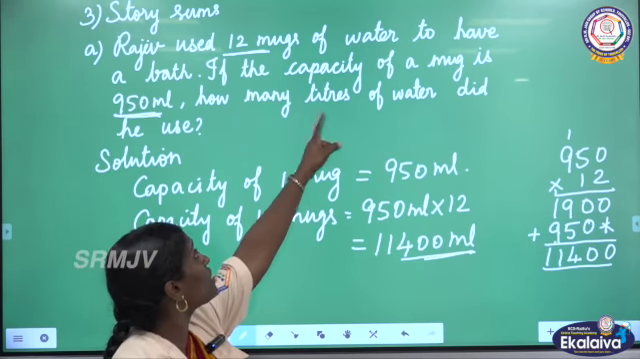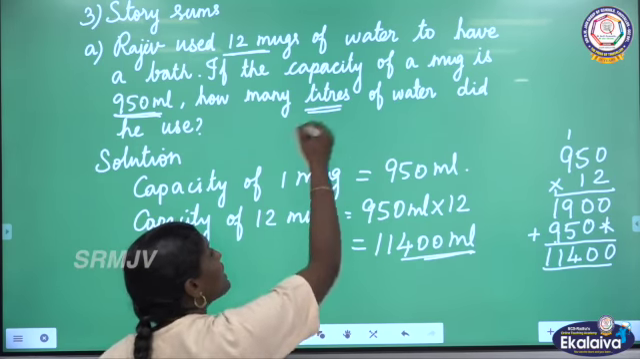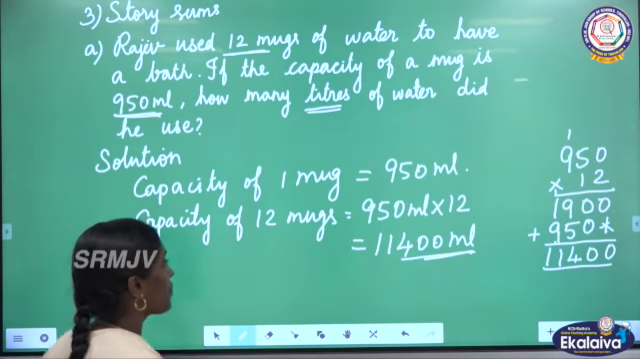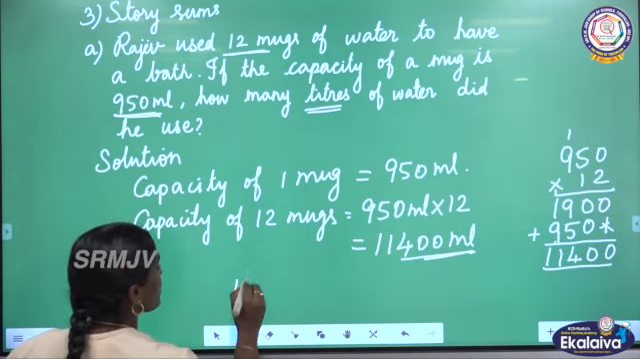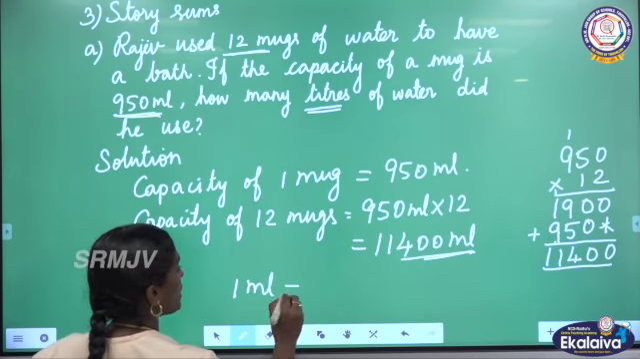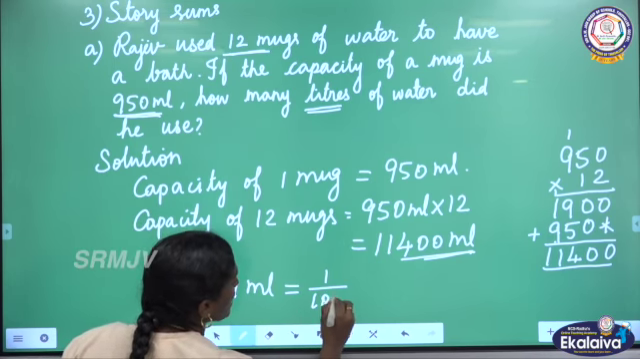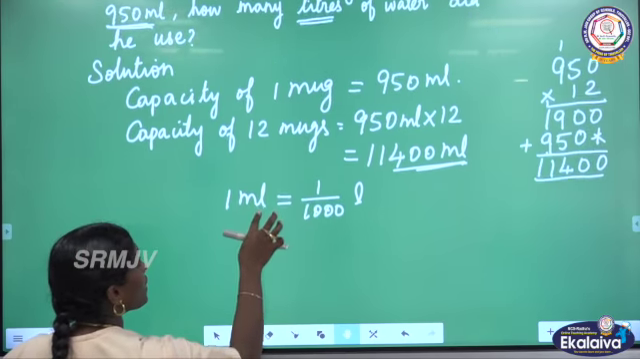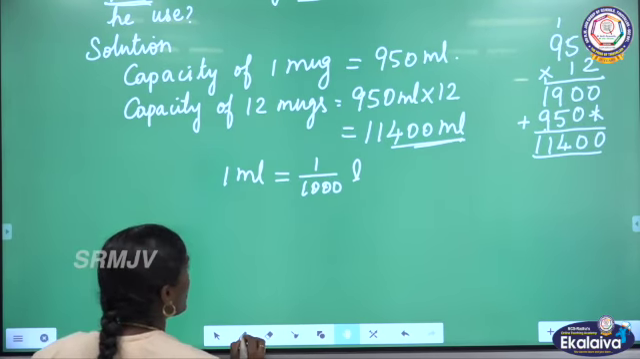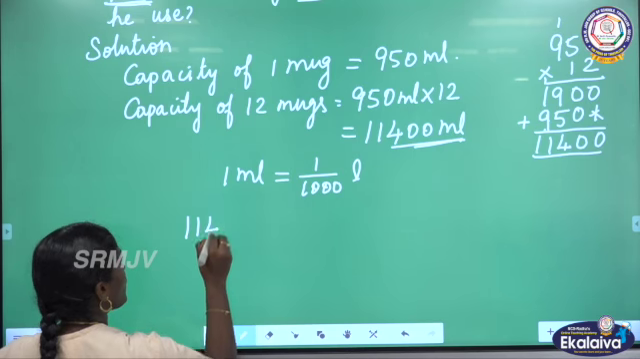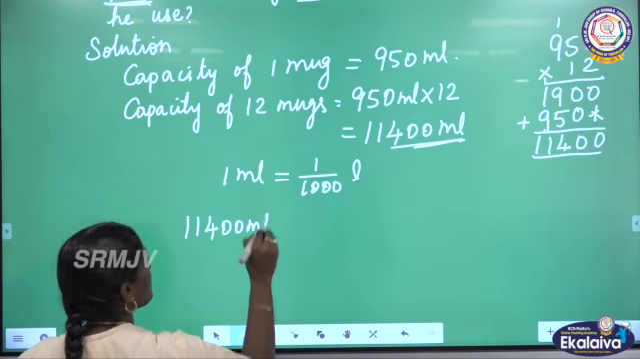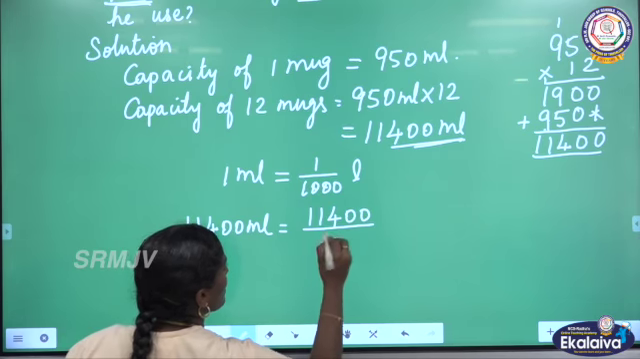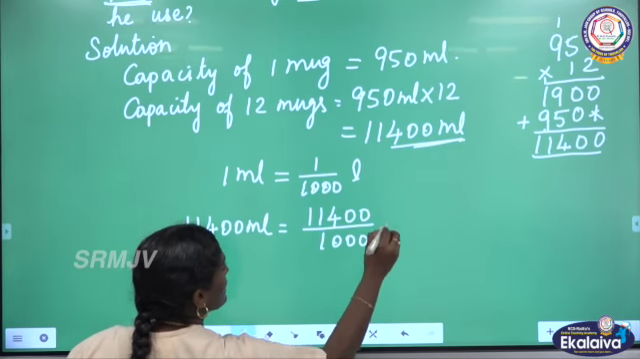Now we got the answer in milliliter. But in the given question, we have to find out the answer in liters. So we are going to convert milliliter to liter. Smaller unit to greater unit. So we have to use division. 1 milliliter is equal to 1 by 1000 liter. Now we are going to convert 11,400 milliliter to liter. So 11,400 milliliter is equal to 11,400 divided by 1000 liter.